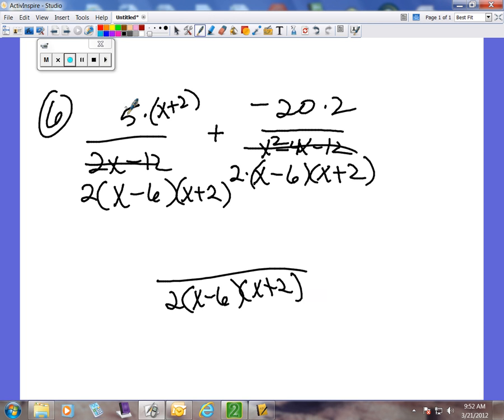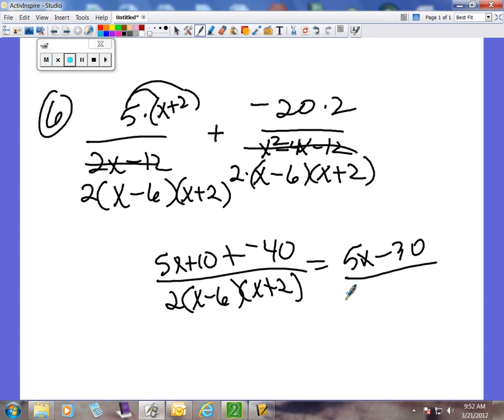Now we distribute. 5 times x, 5x plus 10, plus negative 40. Now there's only one thing we can combine there. Well, two things, but they're both constants, aren't they? Just numbers. So that would be minus 30, wouldn't it? So your answer on this is 5x minus 30 over x minus 6, x plus 2. Now here's another one. Guess what?